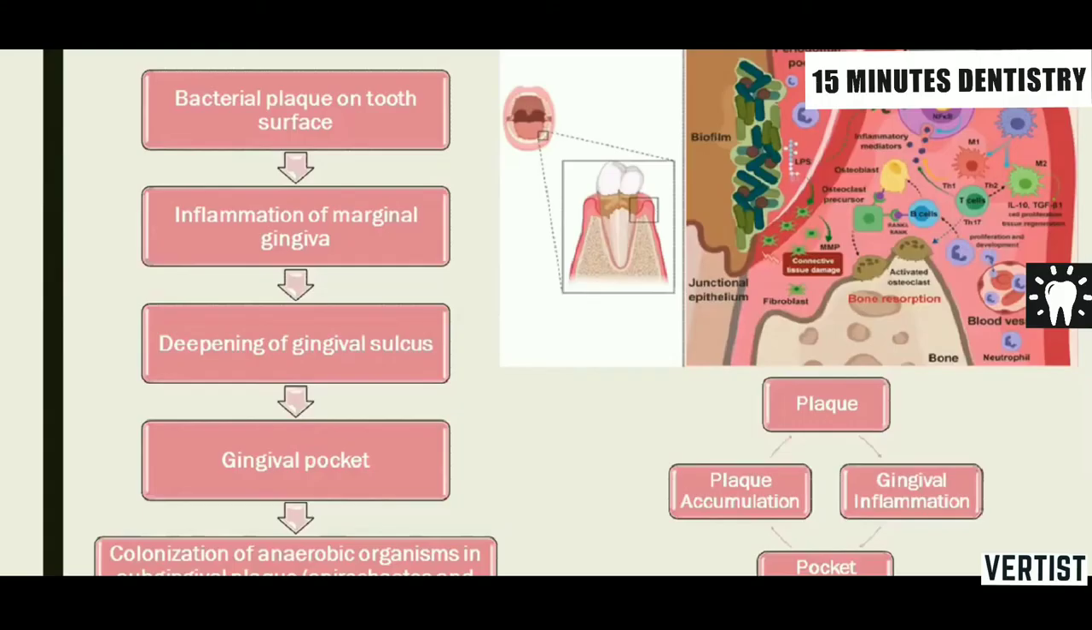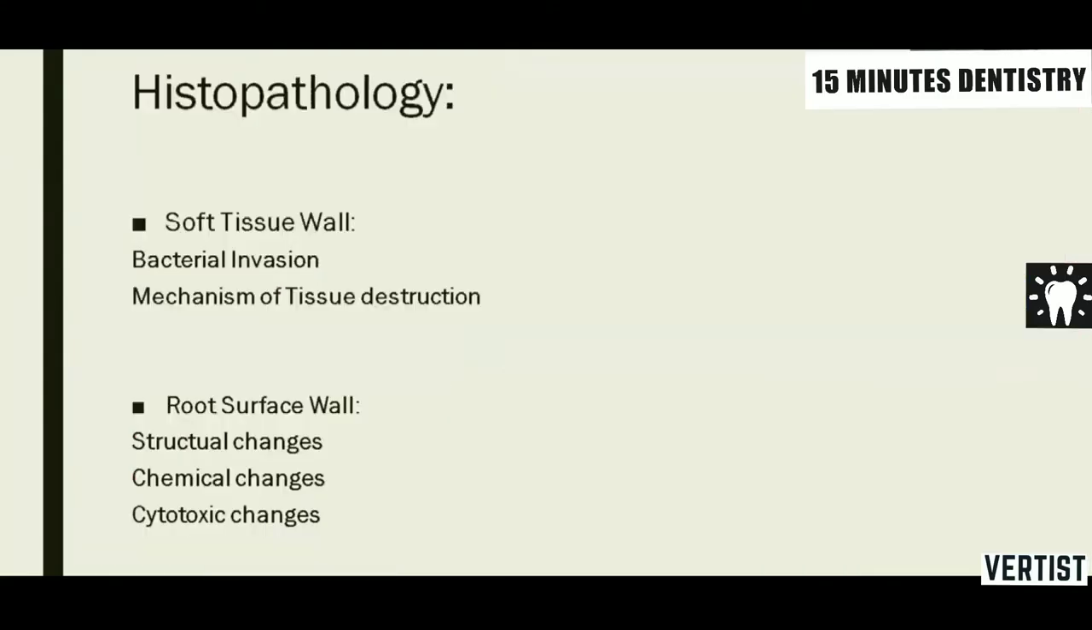So these proliferative and degenerative changes which occur in the soft tissue wall of a pocket. It is also called as lateral wall of the pocket. It is also called as soft tissue. So in case you are asked in the viva, what is a soft tissue or a lateral wall of the pocket, both are same. Okay, so this is a soft tissue wall of the pocket which shows the bacterial invasion.